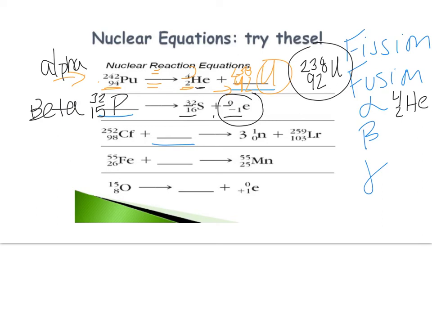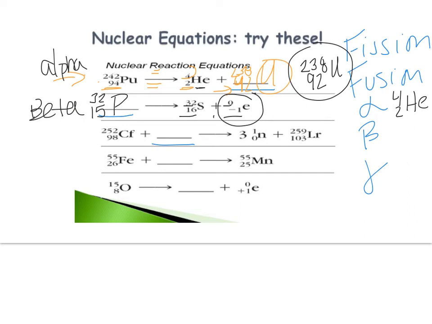All right, I'm going to do one more of these for you guys, this next one, because it's a little bit different. So this is still the exact same premise. We're still going to make sure all the top numbers add up to be the same on both sides, and all the bottom numbers add up to be the same on both sides, because we have to make sure all of our protons and neutrons are accounted for in this reaction. Nothing disappeared, nothing was created out of nowhere.